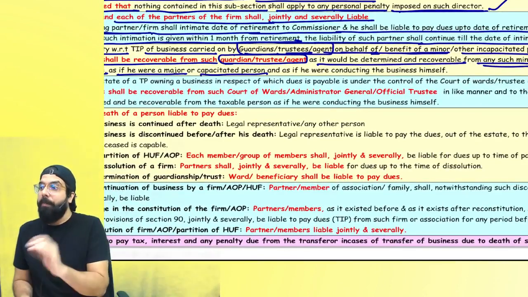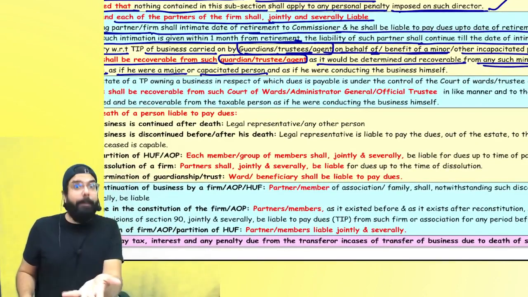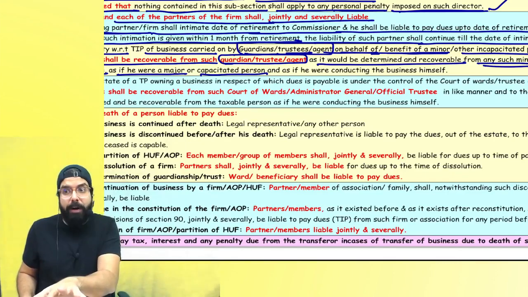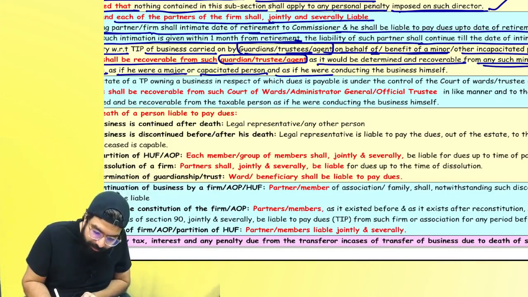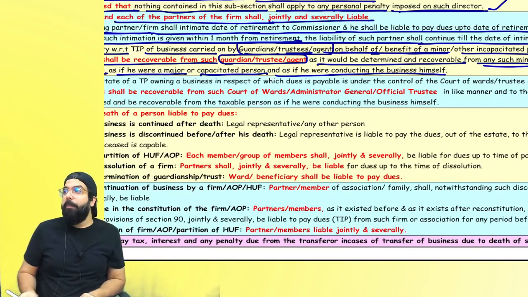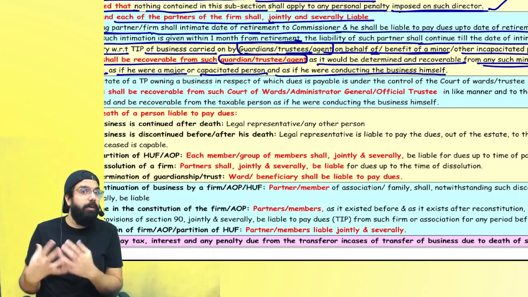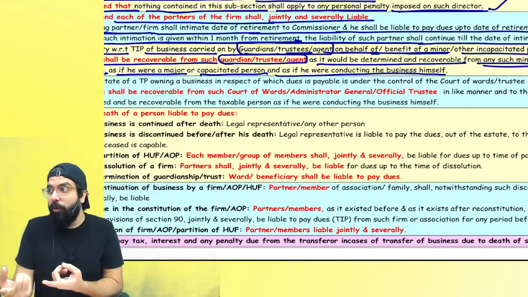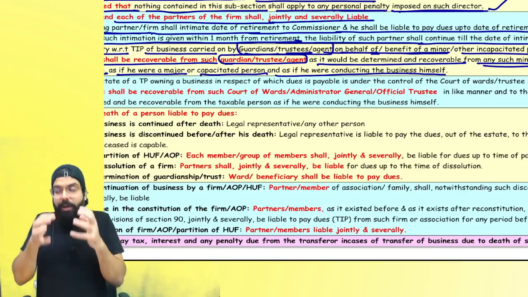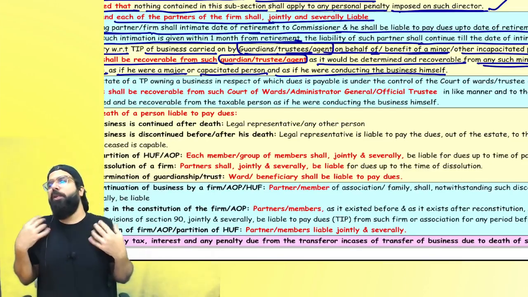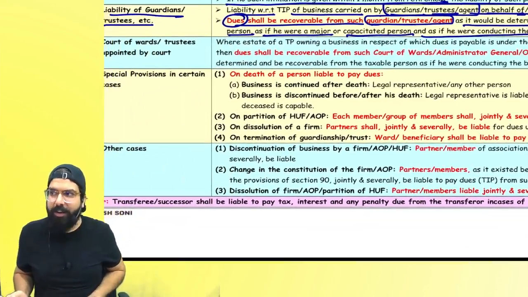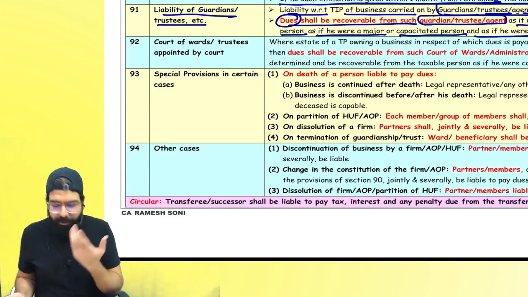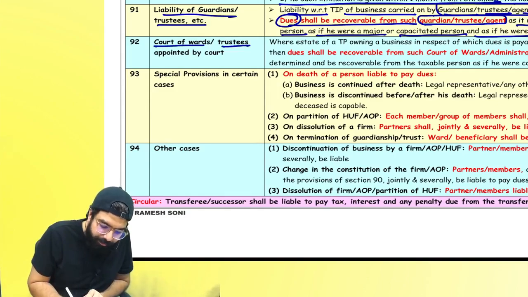Means the minor is not a minor, the minor is a major. The incapacitated person is a capacitated person. He is not incapacitated. As it would have been recovered from those people, it will now be recovered from whom? As if he was conducting the business himself. Means if the minor was not a minor, he was a major, or the incapacitated person was a capacitated person, he would have been carrying out the business. Whatever due would have been recovered from him, the same will now be recovered from the guardian or trustee. Basically, who is made liable? Guardian, trustee or the agent who is carrying on the business on behalf of the minor or incapacitated person. I hope you guys are able to understand. Very basic.